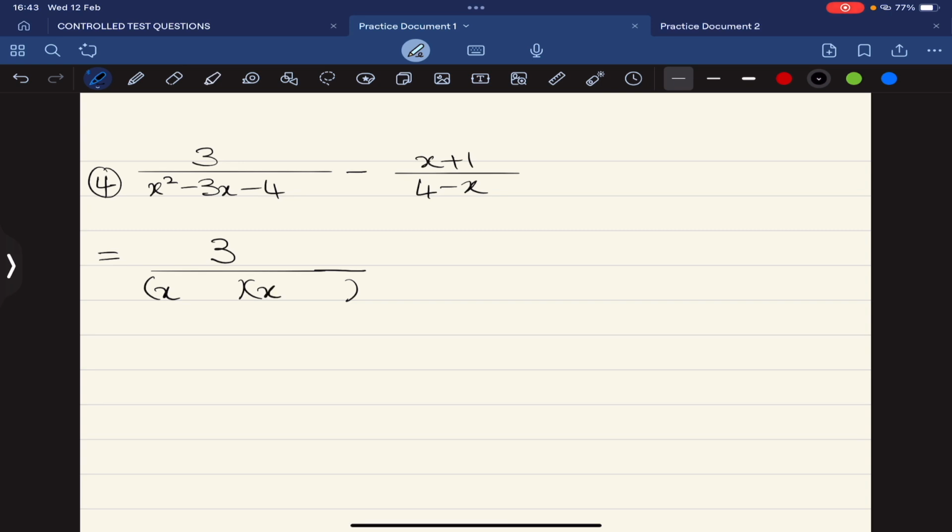I've got x and x factorizing my first term, and in factors of 4, that's going to give me 3 or negative 3.